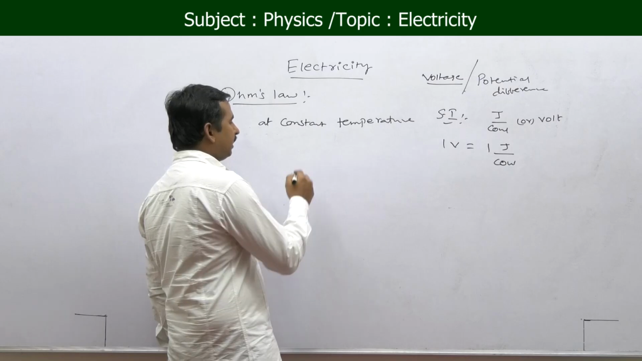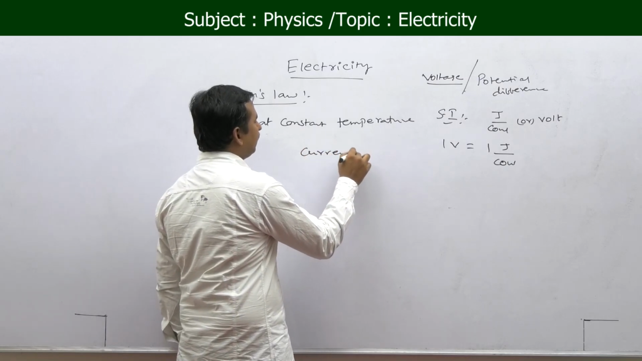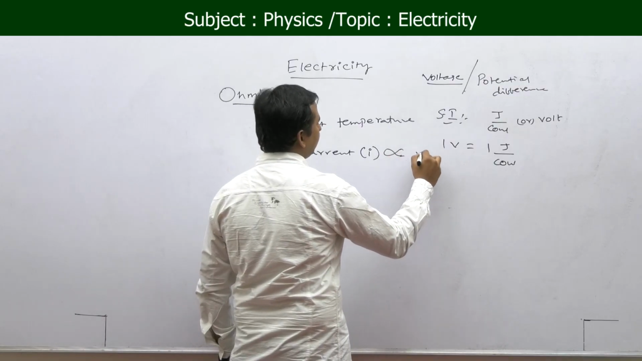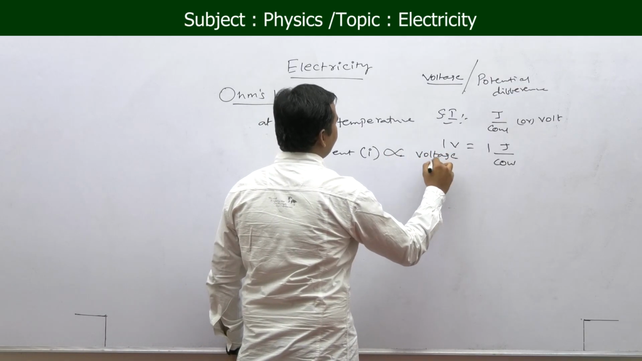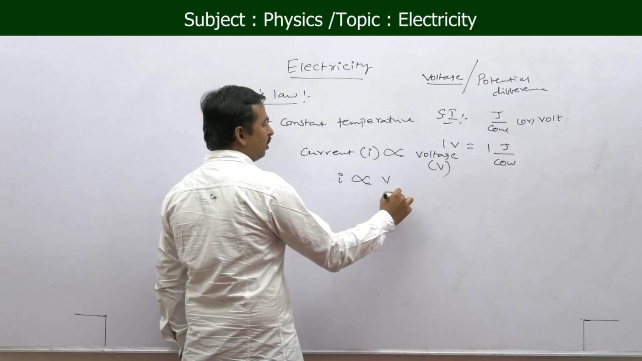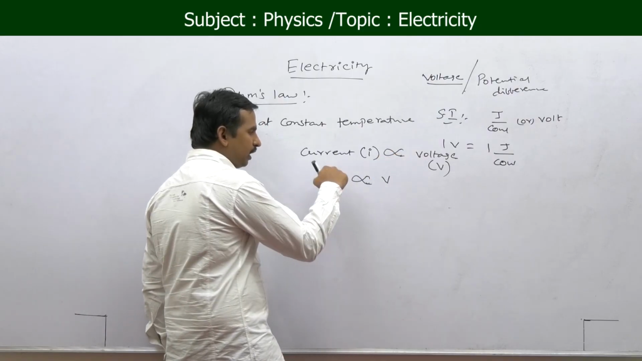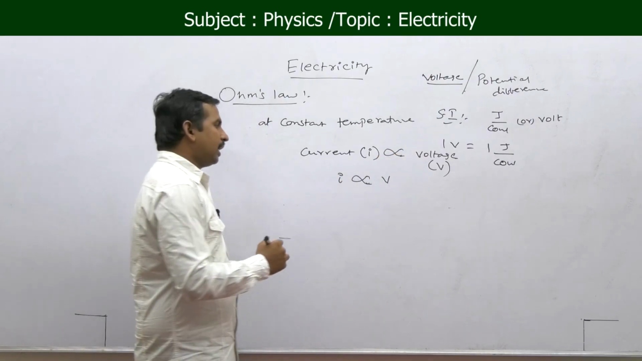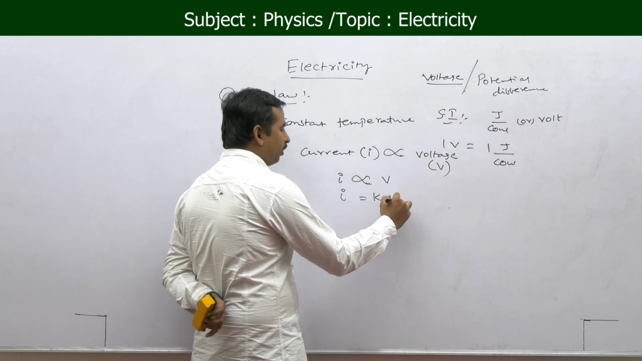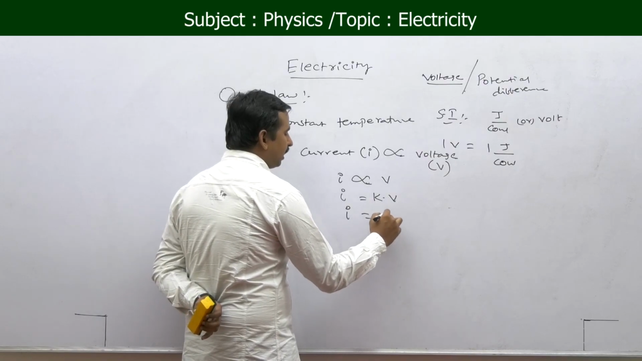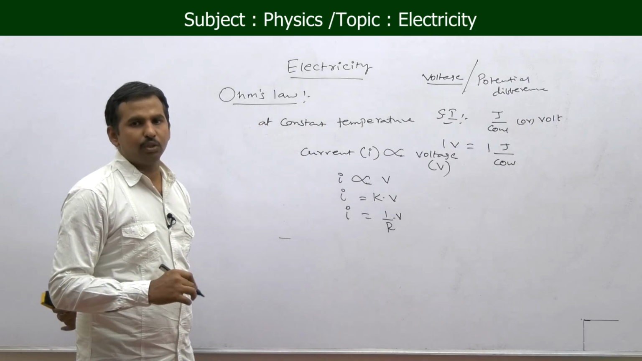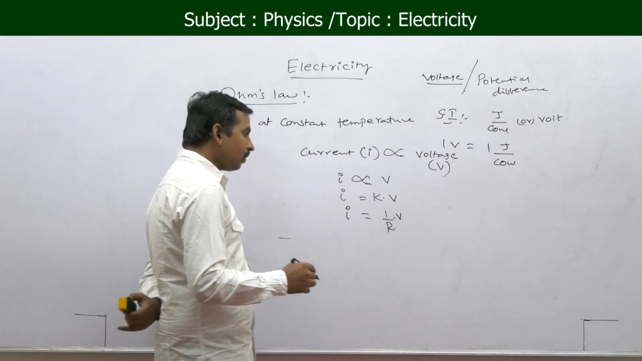So the electric current I depends on the voltage V. As I is directly proportional to V, more voltage means more current, and less voltage means less current is drawn. Then as V is directly proportional to I, I is equal to a constant K into V. That constant we take as 1 by R, which is called conductivity. Later we will see.